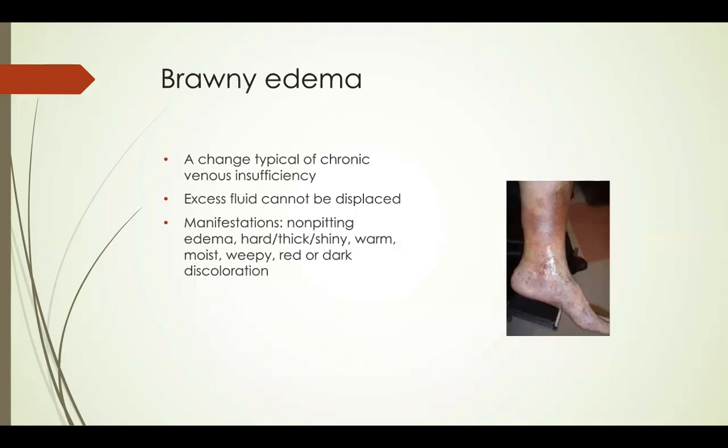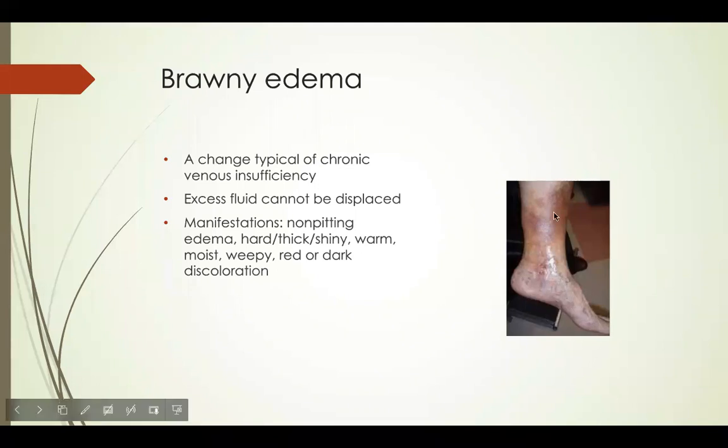Now, brawny edema. This isn't something everyone has always heard of, so I like to talk about it a little bit. Brawny edema is a change typical of chronic venous insufficiency. So your veins, you want to remember, bring the blood back, the dirty blood. The arteries have the clean blood, the veins have the used up blood. So when your veins don't work well enough, you can have this venous insufficiency.